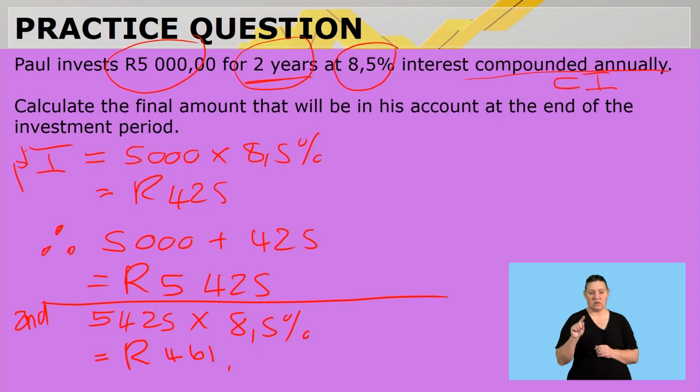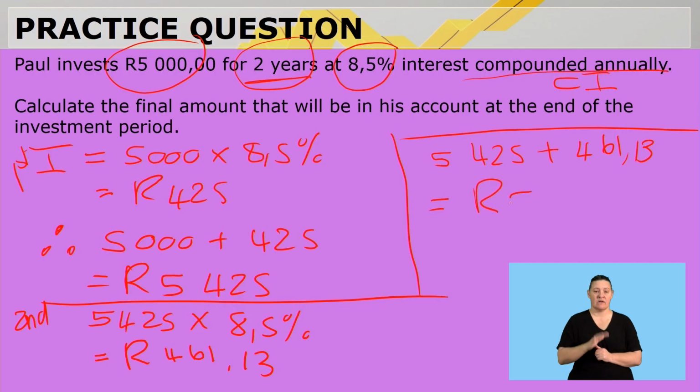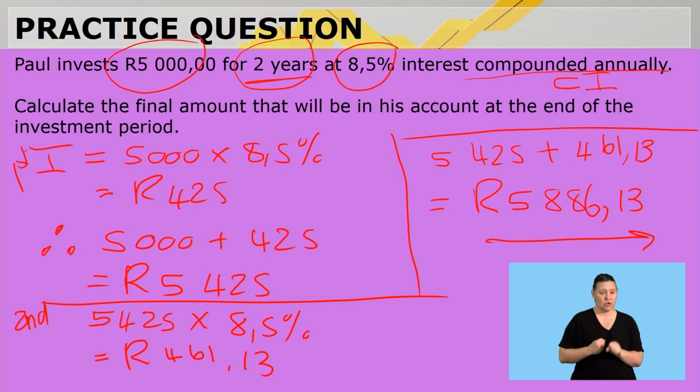461 Rand 13. So he ends with a total of 5,425 plus the last interest that he earned, 461 Rand 13, and that is 5,886 Rand 13. So at the end of the 2 years, he would have earned just over 800 Rand interest.